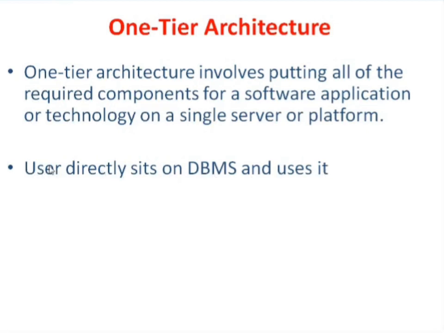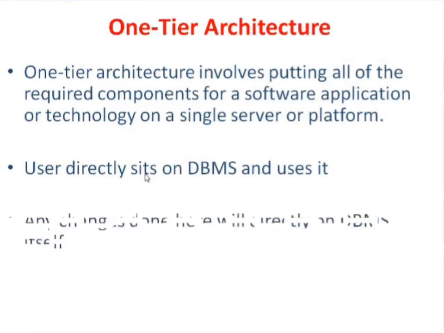So the user is not someone else. So who is creating the database, he himself is a user. So that's why we say in the case of one-tier architecture, user will be the database designer. He directly sits on DBMS and uses it. He is not sitting somewhere and using it. He is actually where the database is residing. So in that location only he is viewing that information, right?